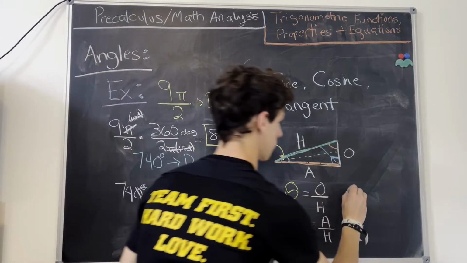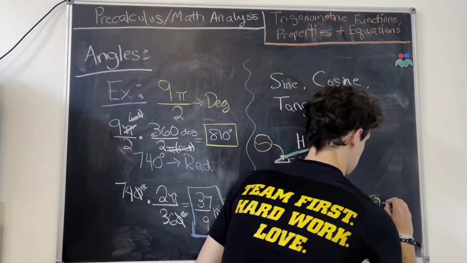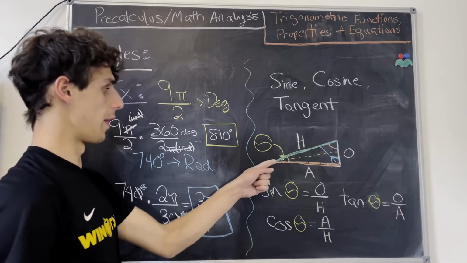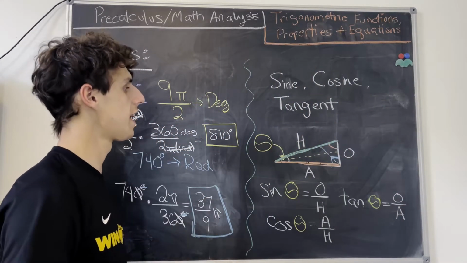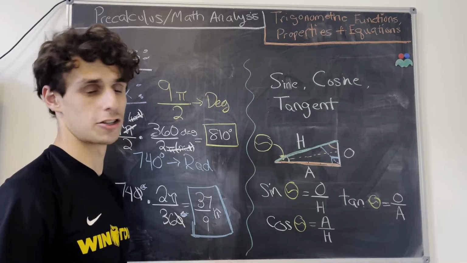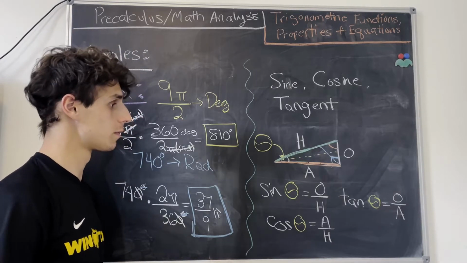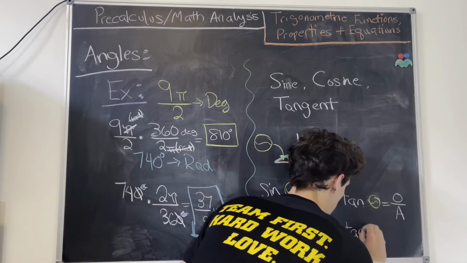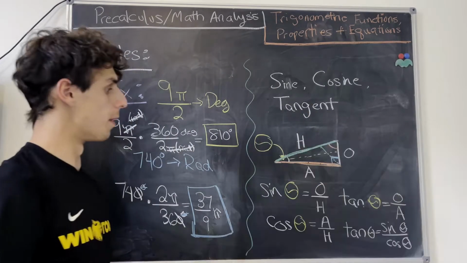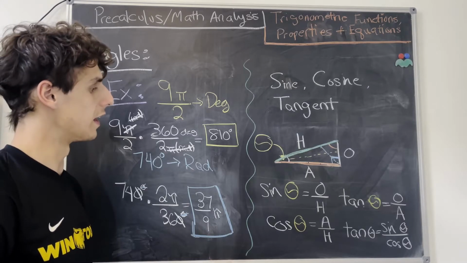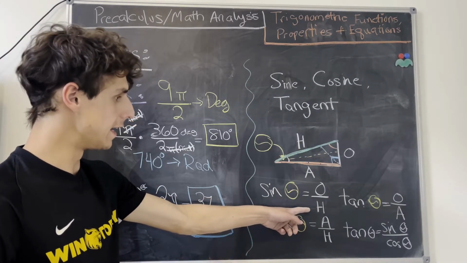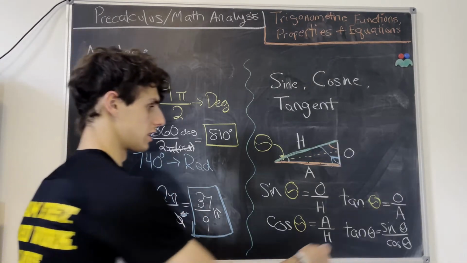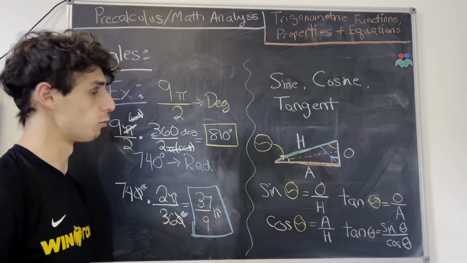But now the tangent of theta is equal to the opposite over the adjacent in this triangle. So again, that's the side directly opposed to theta and the ray that is touching theta that's not the hypotenuse. Another way we can write tangent theta is sine theta over cosine theta. If we take sine theta over cosine theta, that gives us O over H divided by A over H, but then simplifying that, we just get O over A, which is exactly what we wanted.